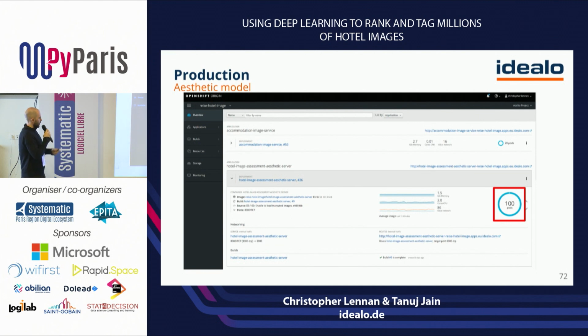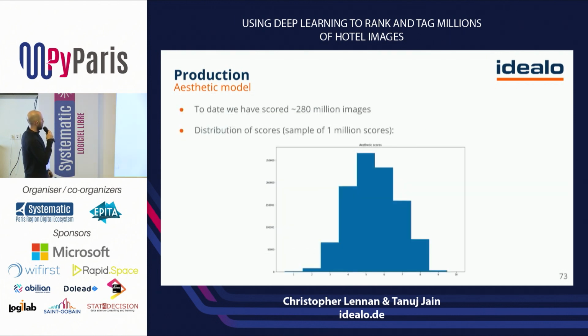Just real briefly, we have around 300 million hotel images that we had to predict with aesthetics, and we used our internal OpenShift cluster for this, and we scaled at times up to 100 pods and got those 300 million predictions in around 2 weeks. And for example, this is a distribution of 100 million scores. So you can see already that the classifier, even in production, is discriminating quite well between low and high scores.